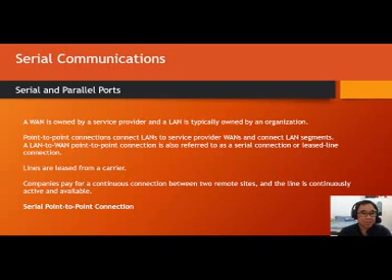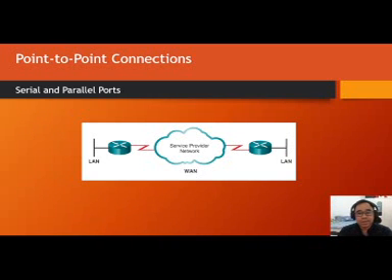Leased lines are usually expensive. Leased lines are leased from the carrier. So companies pay for a continuous connection between two remote sites, and the line is continuously active and available anytime. Okay, so this is a typical WAN network. One LAN is here, and both are connected to the service provider.